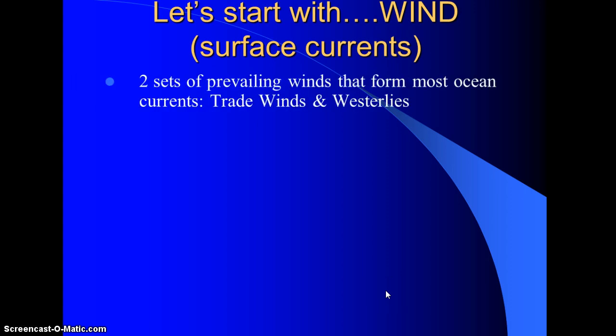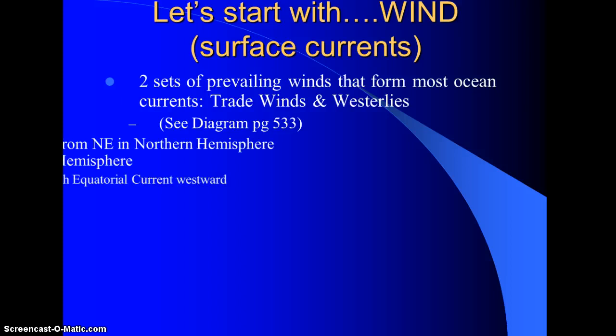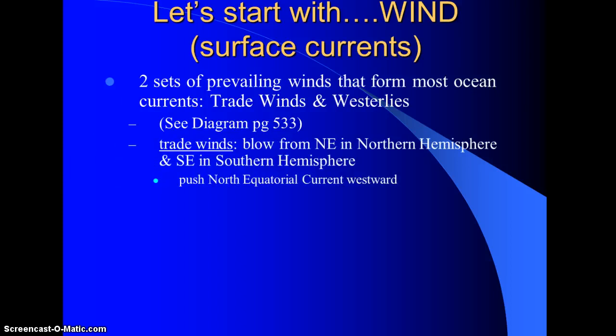There are two sets of prevailing winds that form most of the ocean currents. We have the trade winds and the westerlies. Maybe you've heard of the trades. The trade winds, and there's a great diagram on page 533, blow from the northeast in the northern hemisphere, and they blow from the southeast in the southern hemisphere. Mostly, I just want you to get this down in the notes. I am going to show you a map of where those wind patterns occur. But what they do is they push the north equatorial current westwards. It pushes it to the west.